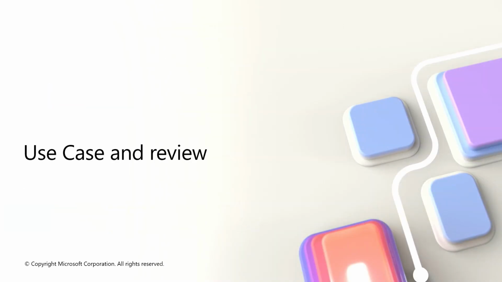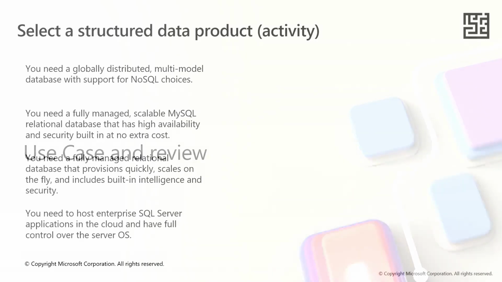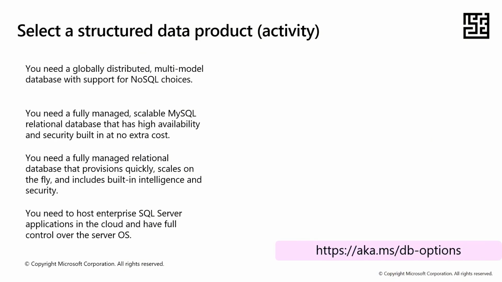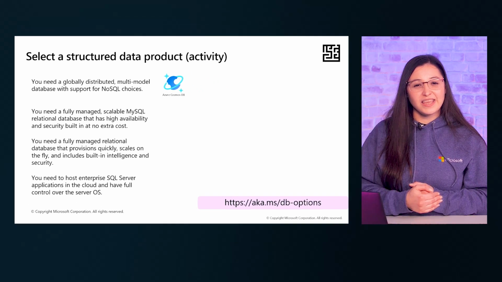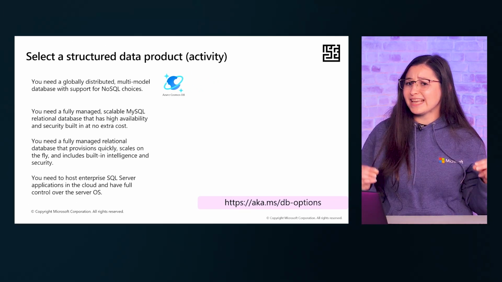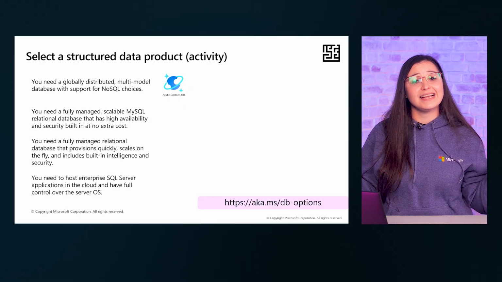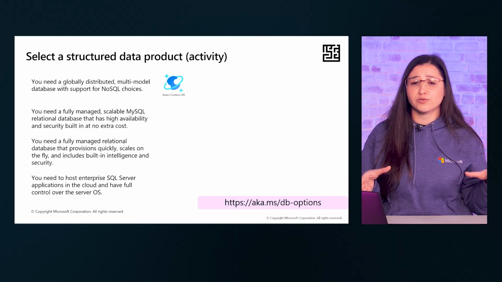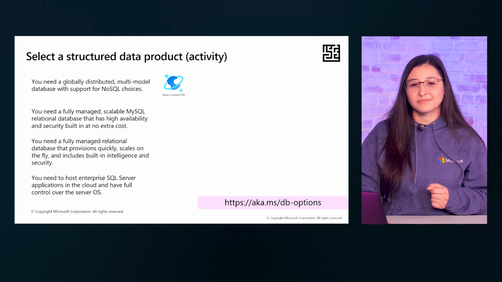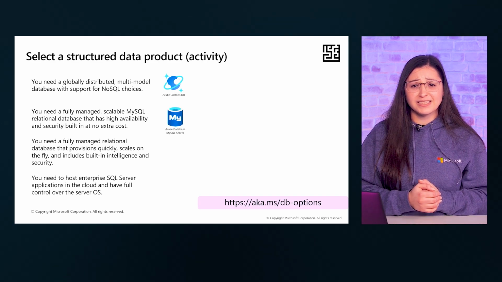Now, let's review what we learned. Let's choose the service based on the scenario. If we need a globally distributed, multimodal database with support for NoSQL choices, we can choose Cosmos DB. If we need a fully managed, scalable MySQL relational database that has high availability and security built in with no extra cost, we can choose Azure Database for MySQL.